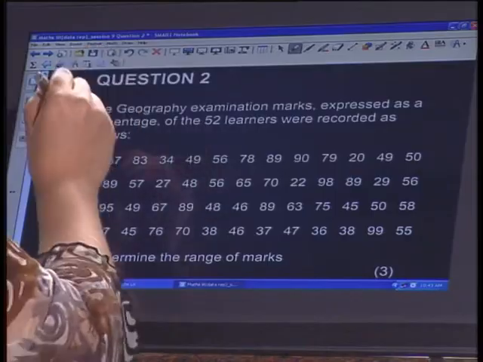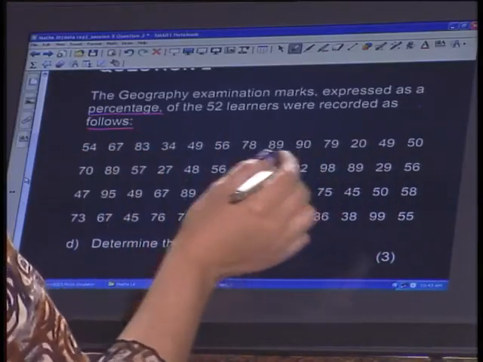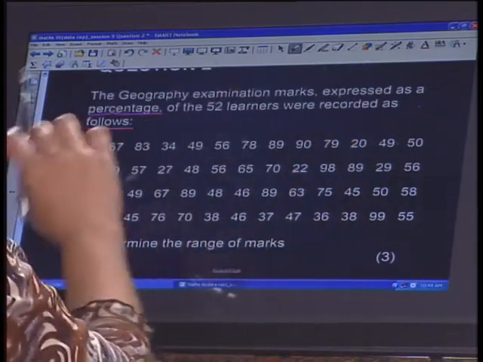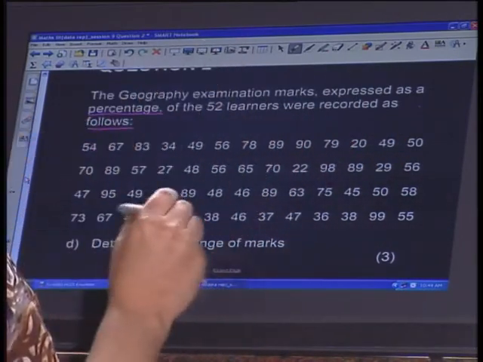Right. The geography examination marks, expressed as a percentage, of the 52 learners were recorded as follows. Now I've got 52 pieces of information. So a lot of values, and if I look through them, they are in no particular order. So that is important for me to note, they're in no order. The first question says, determine the range of marks.